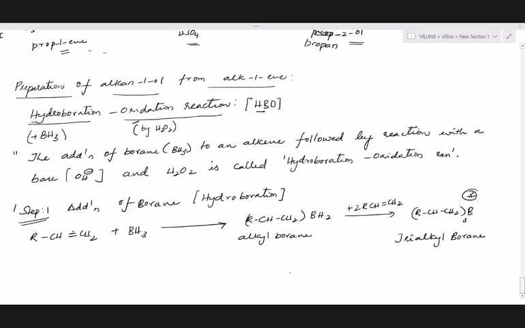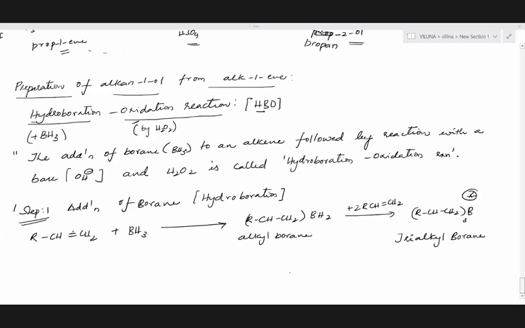I told you there are two steps in this reaction. Step 1 will be addition of borane. This step is the hydroboration part, the HB part. We are taking alkenes, RCH double bond CH2, and the borane will be BH3. Diborane also we can take, but it's better to take normal borane, that is BH3.